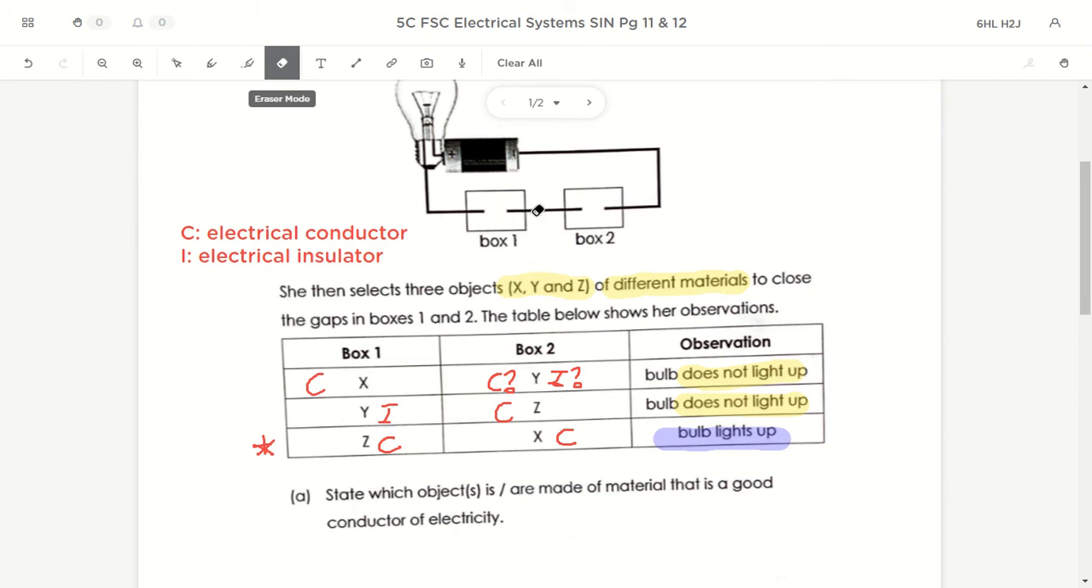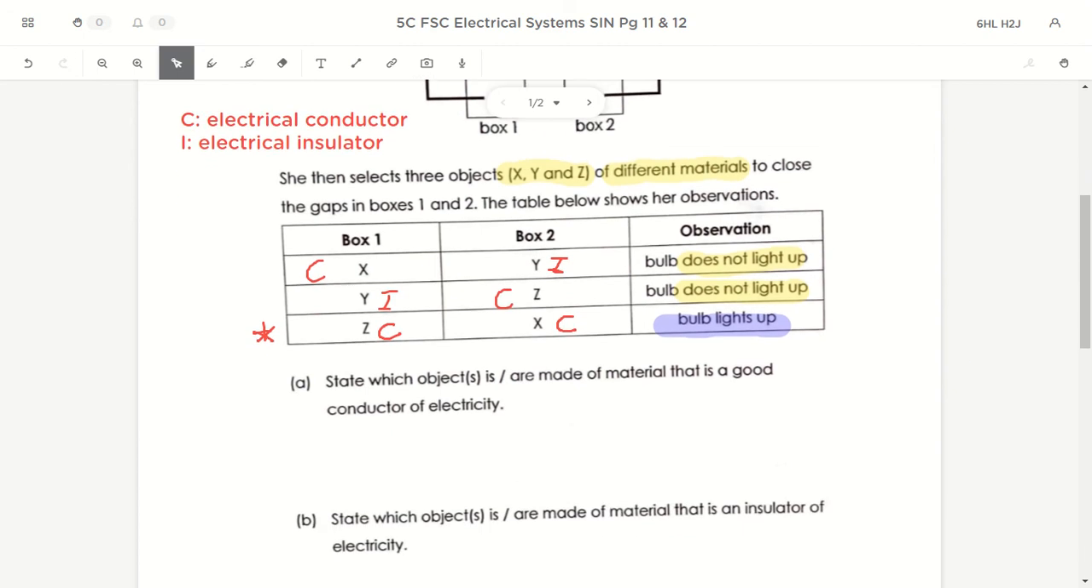The reason why the bulb doesn't light up is because Y must be an insulator as well. So the first and the second row tells me that Y must be an insulator. Okay, so now I know which is an insulator and which is a conductor of electricity. Now let's go to the bottom.